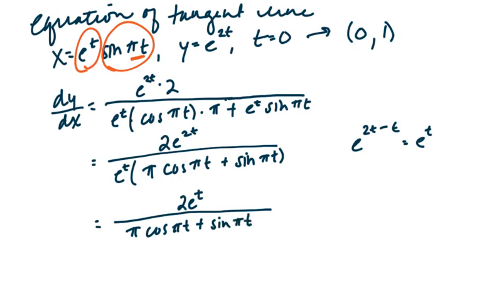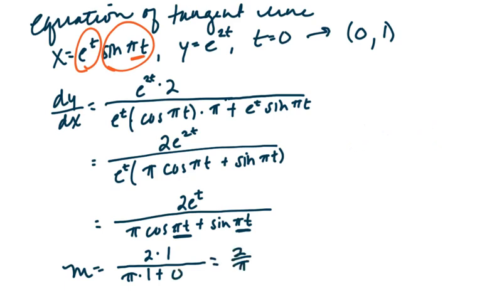Now remember t is 0. So 2 times e to the 0 is 1, and then we have pi times cosine of pi t. Pi times 0 is 0, and cosine of that is 1, plus sine of 0 is 0. So we end up with 2 over pi.